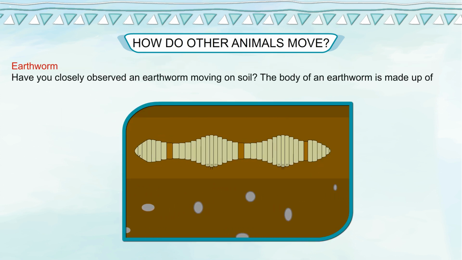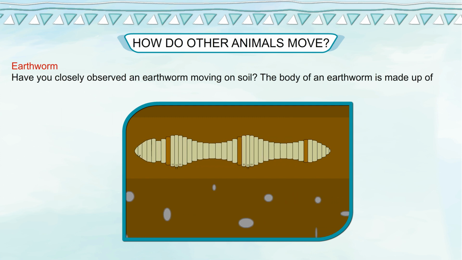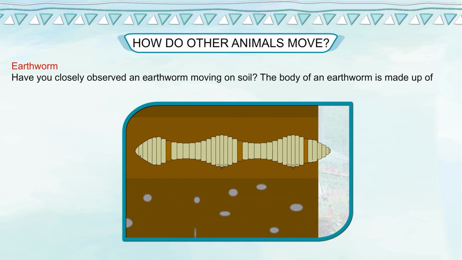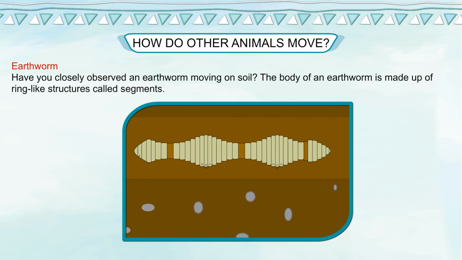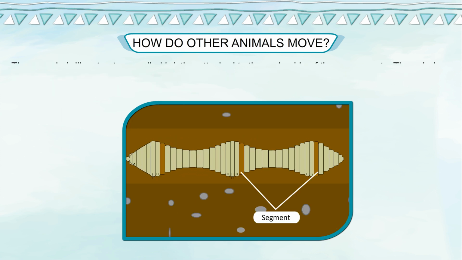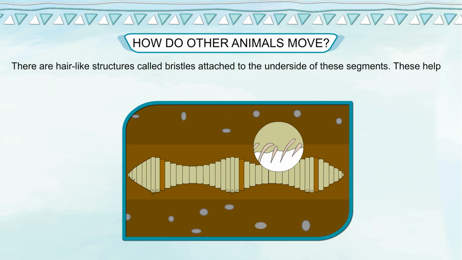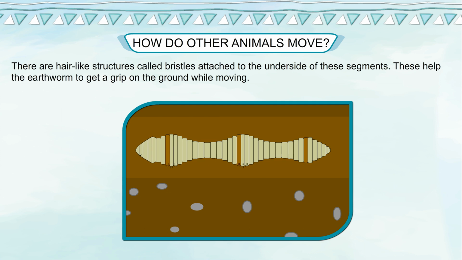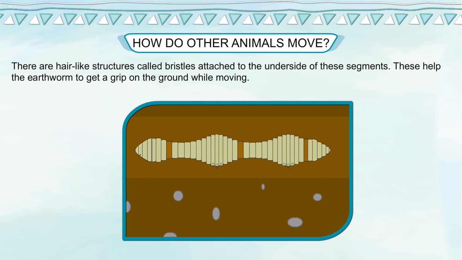Earthworm. Have you closely observed an earthworm moving on soil? The body of an earthworm is made up of ring-like structures called segments. There are hair-like structures called bristles attached to the underside of these segments. These help the earthworm to get a grip on the ground while moving.